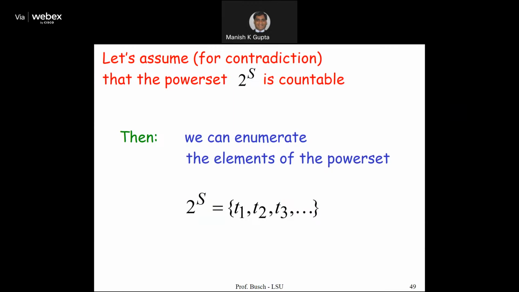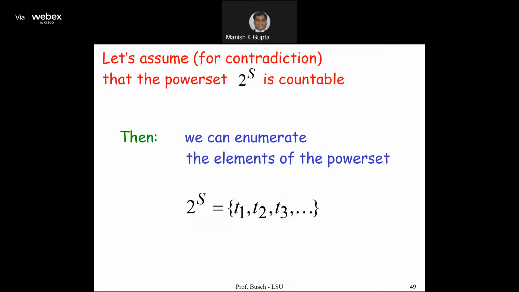Remember, S is a countable set. So I can write down every element as S1, S2, S3, and so on. Means each element has a correspondence with natural numbers. First one is S1, second one is S2, third one is S3, and so on, right? I have to show that the power set is uncountable. I'm going to use the contradiction method, which is very common. Assume that the power set is countable.